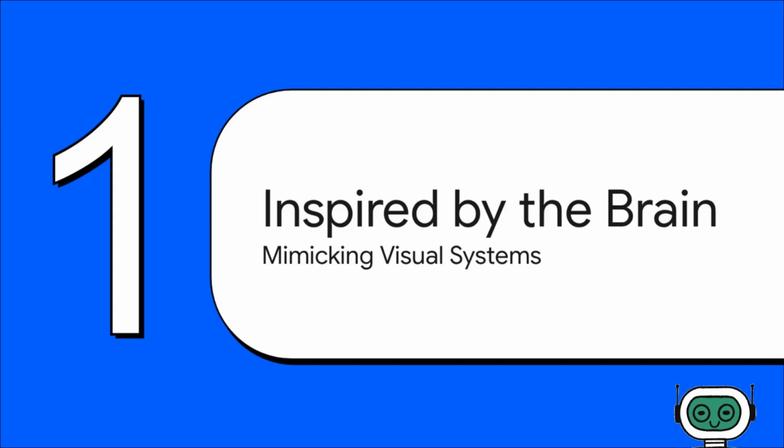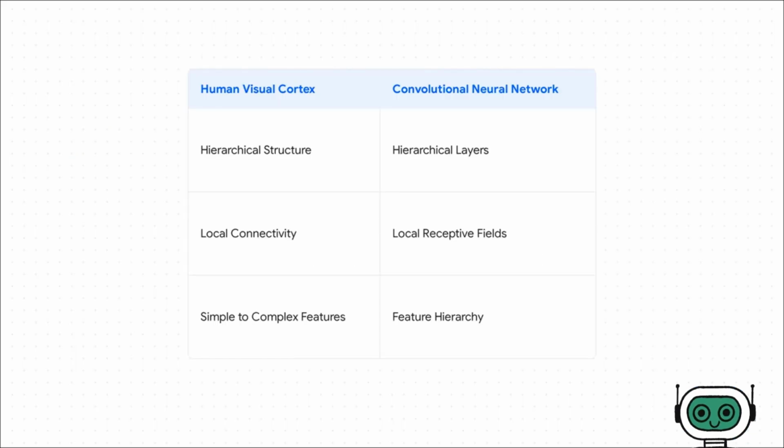Well, instead of trying to brute force the problem, researchers took a step back and looked at the one system that does this perfectly, our own brain. You see, when you look at a cat, your brain doesn't just process the whole image at once. It's a hierarchy. First, your visual cortex picks up on really simple things, little lines, curves, edges, bits of color. Then it starts piecing those together into more complex shapes, like an ear or a whisker, and only then does it assemble all of that into the final concept of cat. A CNN is built to copy that exact process. It uses layers to build up understanding, starting with the simplest patterns and working its way up.